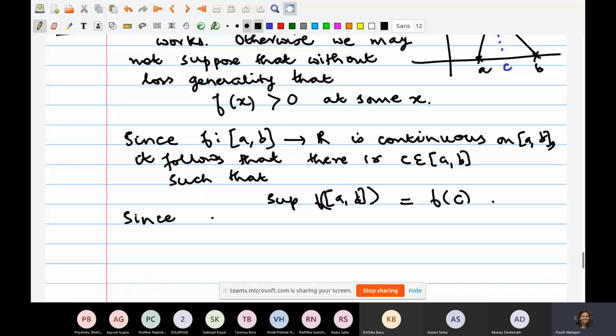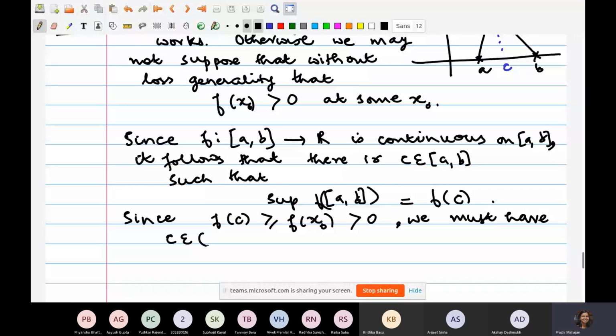So in particular, f of C is going to be at least as big as this point f of x naught, which is strictly positive. C cannot be the points A and B because f(a) and f(b) are both 0, right? We must have C in open interval AB. Is that correct?